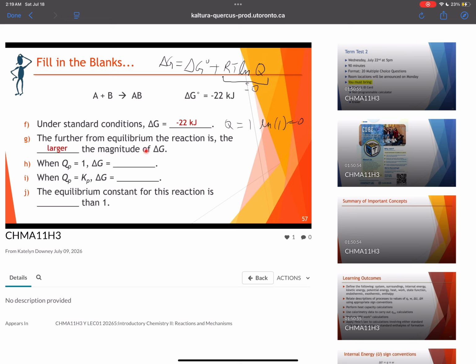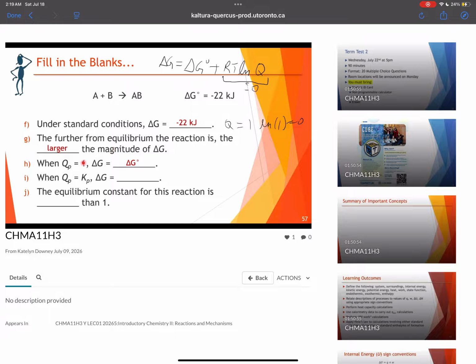It's got farther to go to get all the way down to that low point of equilibrium on our curve. When Q_P equals 1, this is just our reaction quotient using pressures. I could have gotten rid of the P, but I did not. So when Q_P equals 1, when we're at standard conditions, what is delta G equal to? Well, this is kind of the same question as before. We can plug in 1 for Q, ln of 1 is 0, which means that this whole term is 0. And so when Q equals 1, delta G is equal to delta G naught.